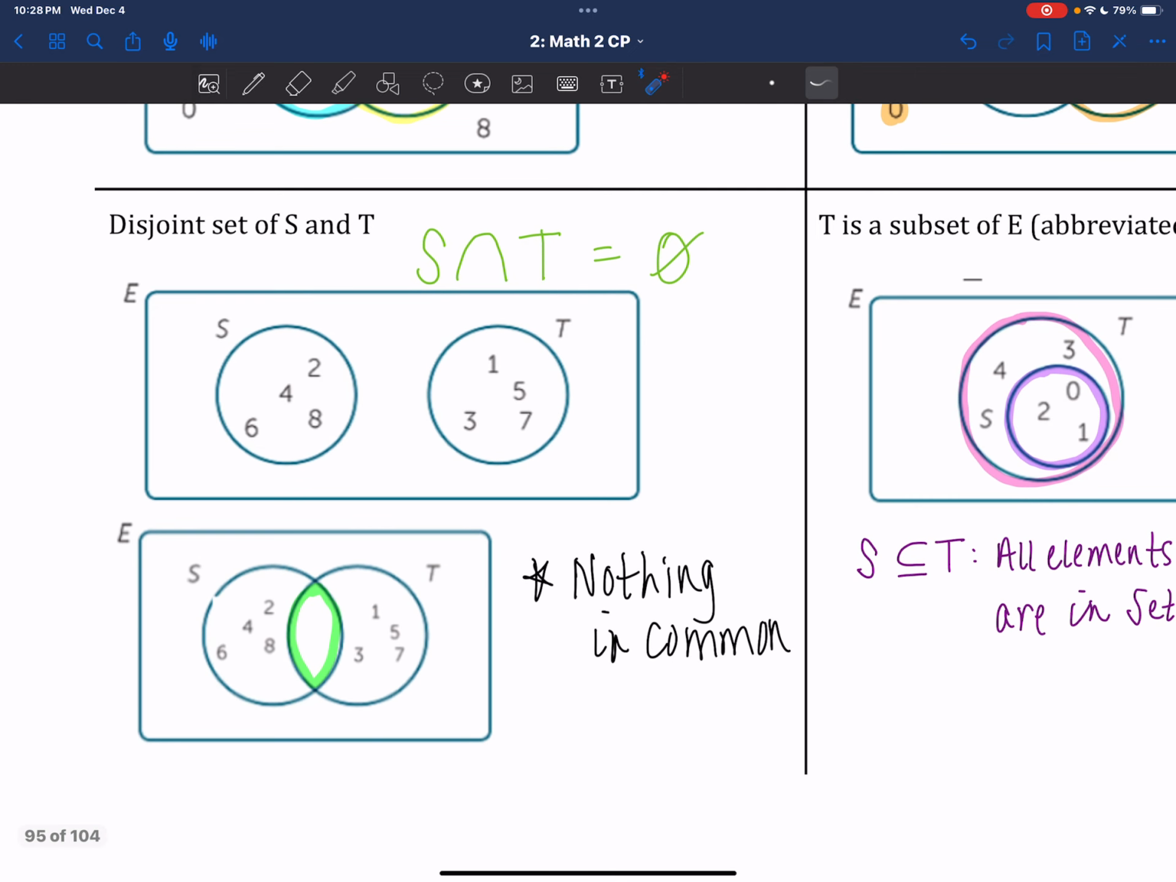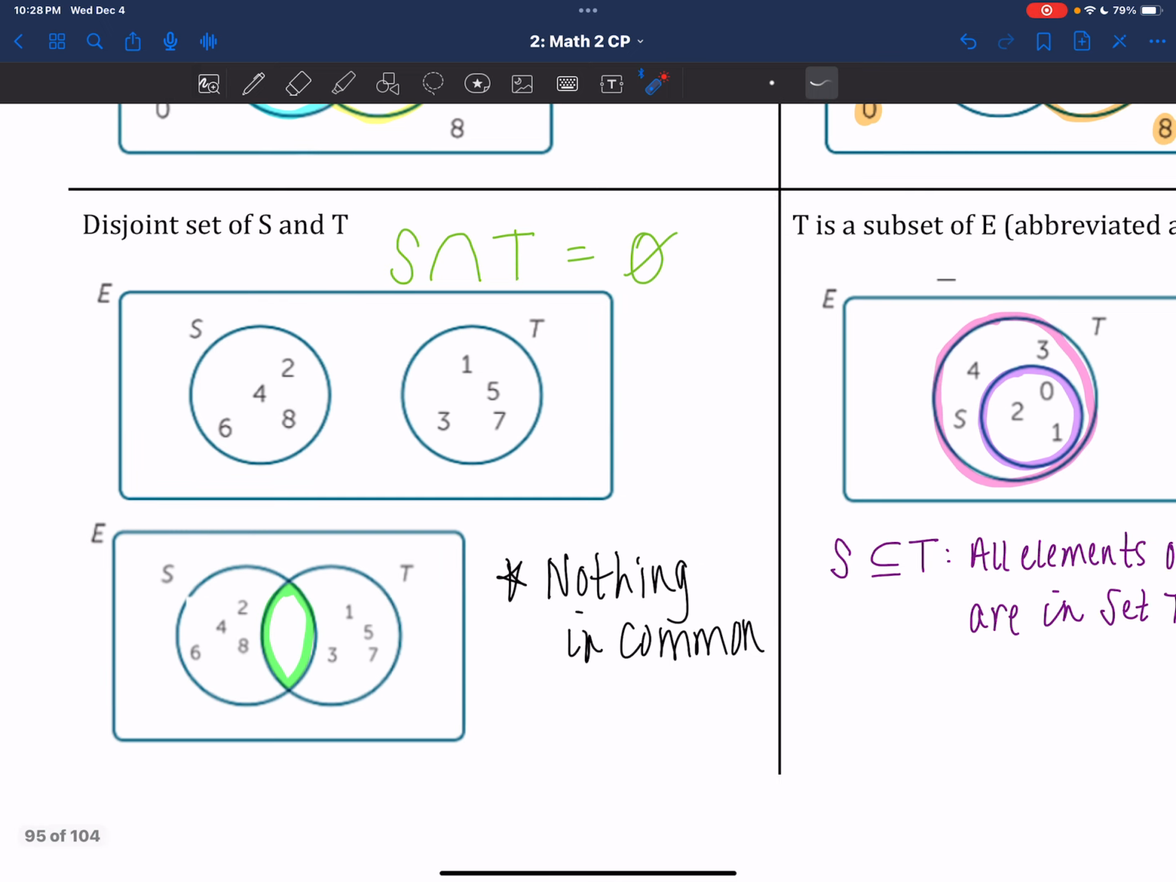And then the disjoint set, so again, you're going to have that of S and T. So if you notice, disjointed, there's nothing in common. There's nothing here, so you would just say it's a null set. And then here, there's nothing in common. So since there's nothing here, that's it.